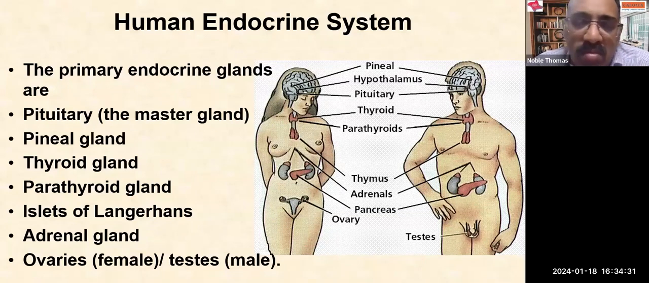Then we have another gland in the abdominal region, and that is the pancreas. Pancreas is considered a dual gland because it acts both as exocrine as well as endocrine. That is why it is called a dual gland.